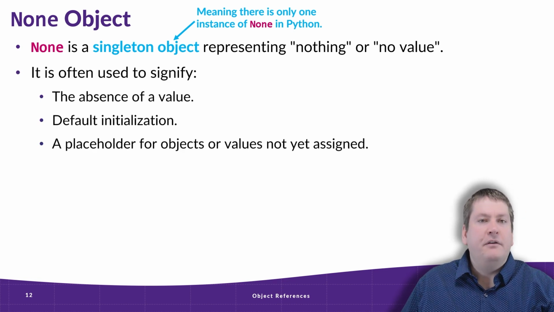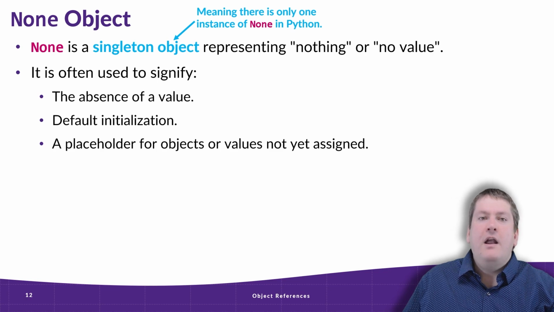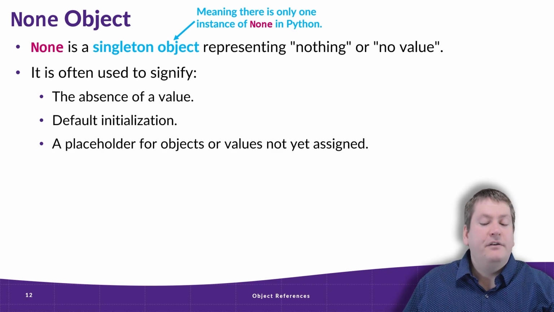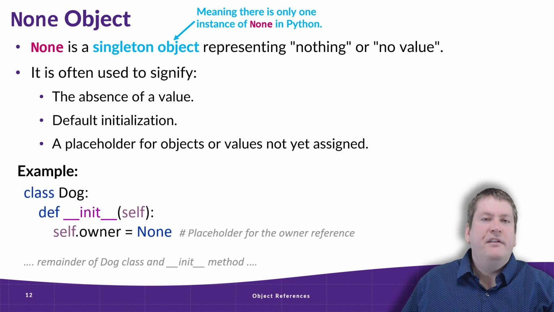So what do we use None for? Well, we use it for a few reasons. We use it to signify the absence of a value, a default initialization, or a placeholder for an object for values that haven't been assigned yet. So let's take a look at an example. Let's say we wanted to add an owner attribute to the Dog class, but we haven't set it yet. We might start that off as None, and we'd do that simply by saying it equals None, and this would be a reference to the None object.